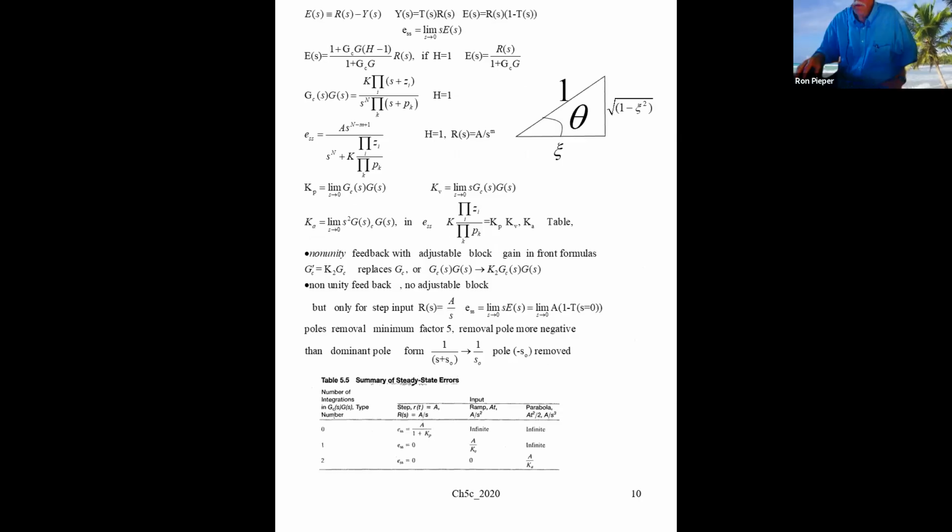Okay, thank you. There's a formula sheet there at the end. I think that's the last page on that business.